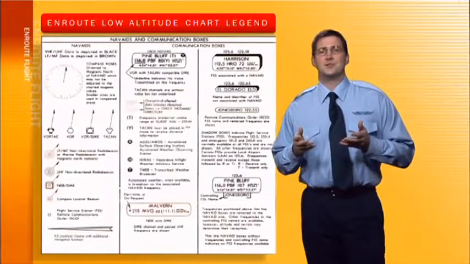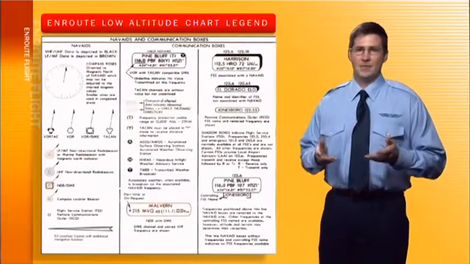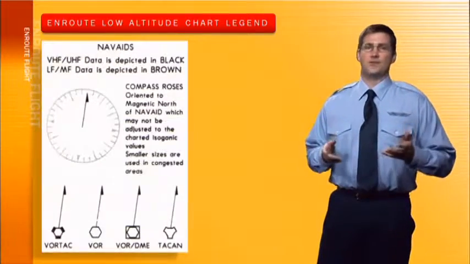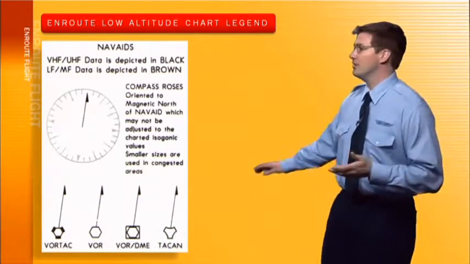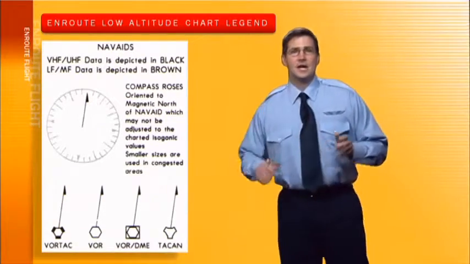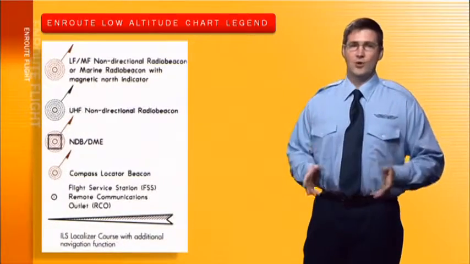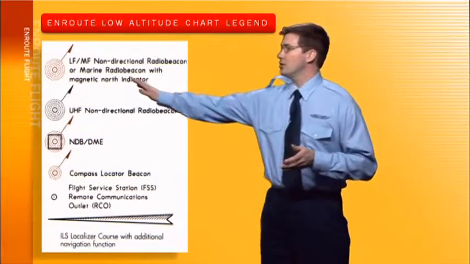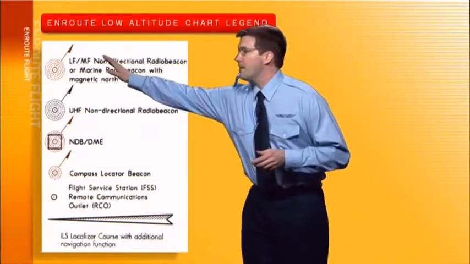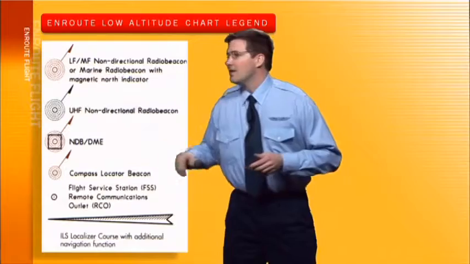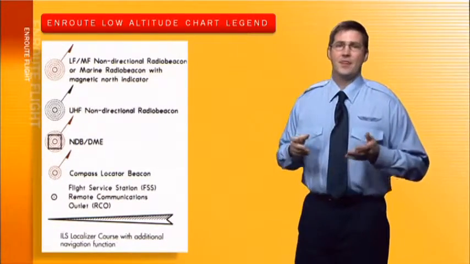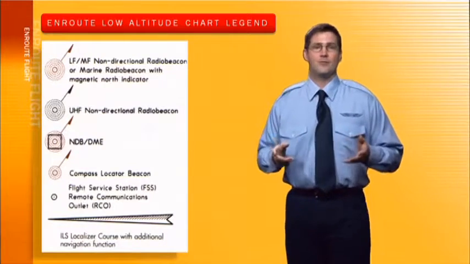Now, 4 icons represent nav aids providing radial and in some cases radial and distance information for military and civilian use. These 4 are VORTACs, VORs, VOR DMEs, and TACANs. Now there are also 4 non-directional locator beacons, or NDBs, and you see those shown right here. These nav aids have a small arrow barb pointing at magnetic north. Here's an example right here. The black symbols represent very high or ultra-high frequency nav aids, and the brown symbols represent low or medium frequency nav aids.